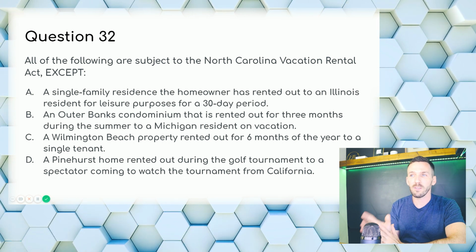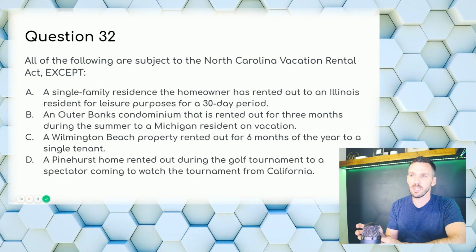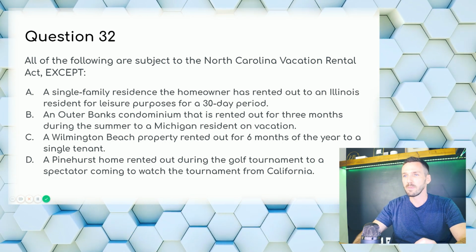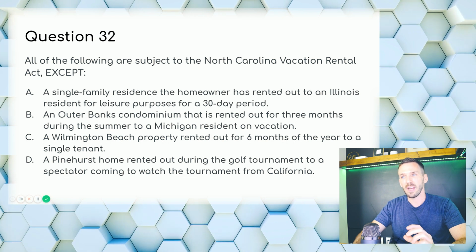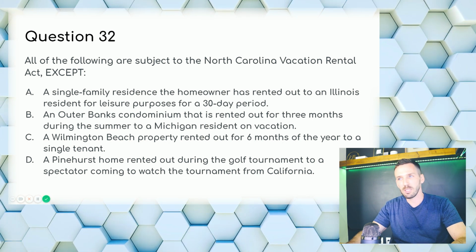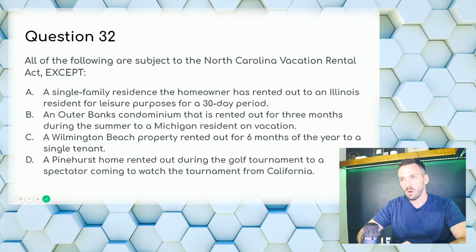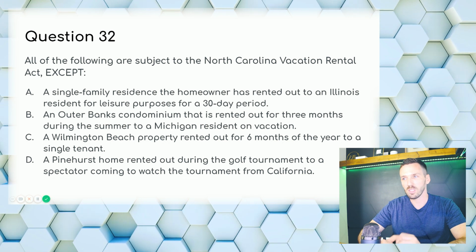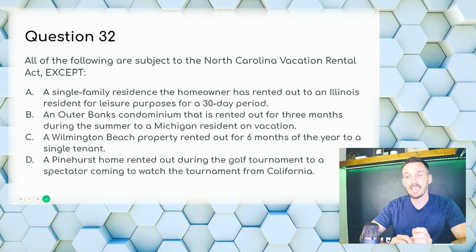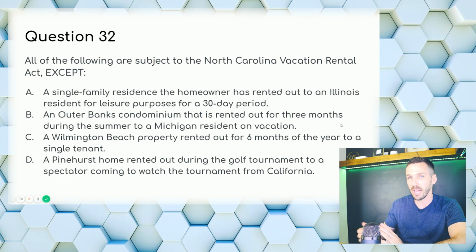Question 32. All of the following are subject to the North Carolina Vacation Rental Act, except A, a single-family residence the homeowner has rented out to an Illinois resident for leisure purposes for a 30-day period. B, an Outer Banks condominium that is rented out for 3 months during the summer to a Michigan resident on vacation. C, a Wilmington Beach property rented out for 6 months of the year to a single tenant. Or D, a Pinehurst home rented out during the golf tournament to a spectator coming to watch the tournament from California. The Vacation Rental Act is for periods shorter than 90 days. C says 6 months. So that's your boy. That's the one that's not subject to the North Carolina Vacation Rental Act. C.